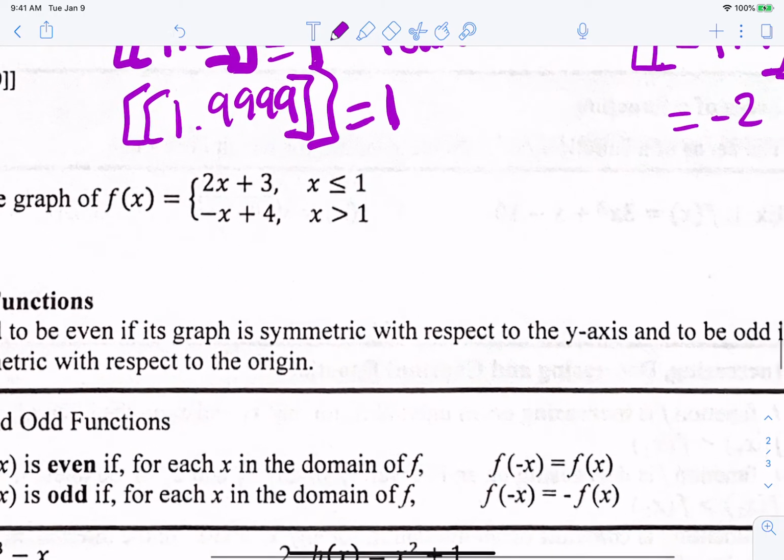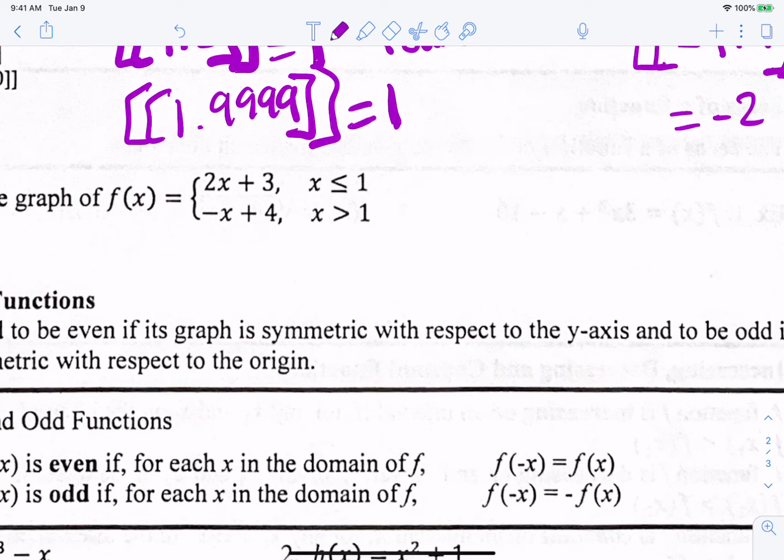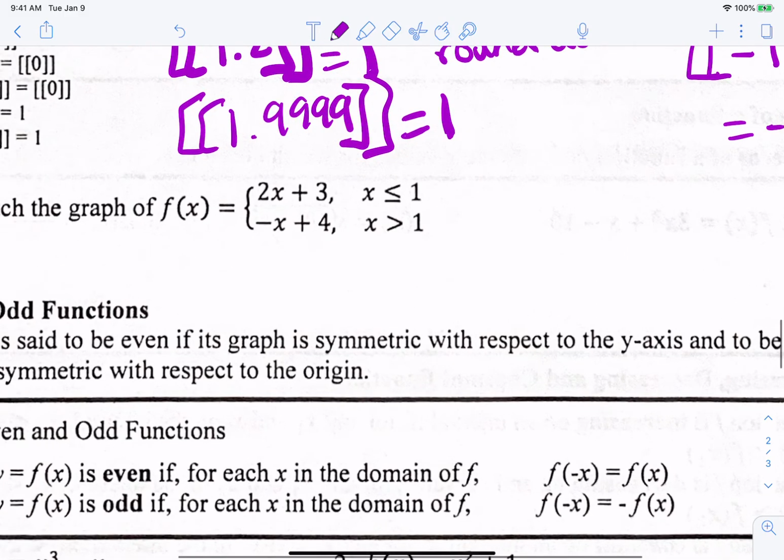All right, sketch the graph of this guy. Do I make you sketch the graph of a piecewise function on your homework assignment? I'm going to change this. I don't want to do that. I already did it. We'll do it together tomorrow.